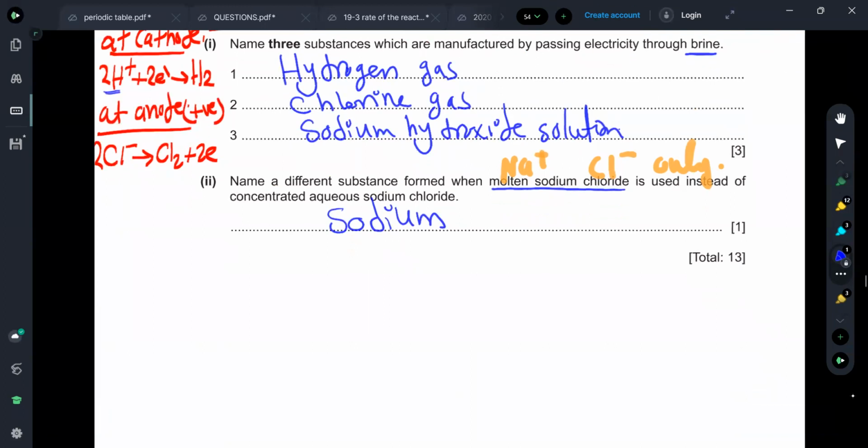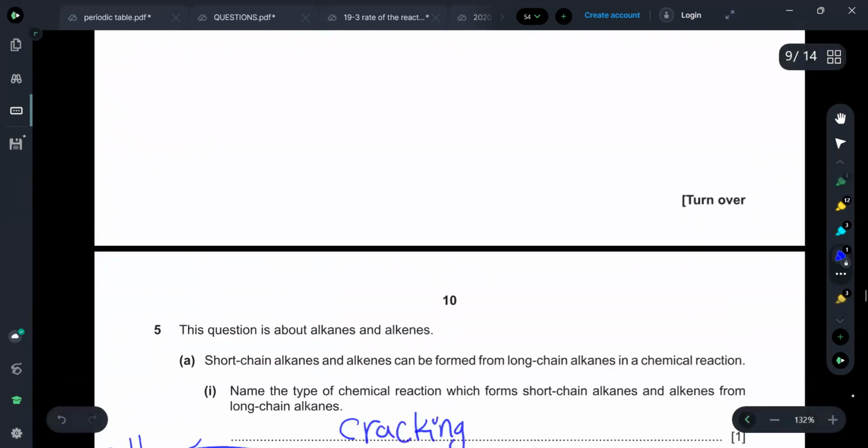Now, in question 2, name a different substance formed when molten. Take care, we don't have water. We only have sodium and chloride ions, rather than concentrated sodium chloride solution. So name a different substance: sodium. Sodium moves toward the cathode and is reduced.